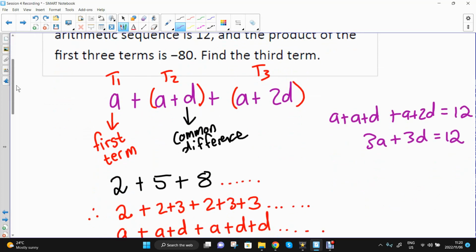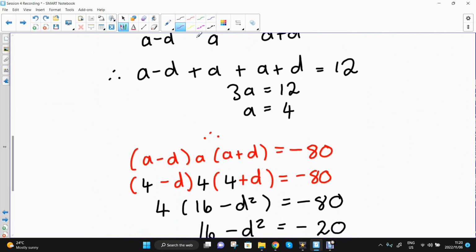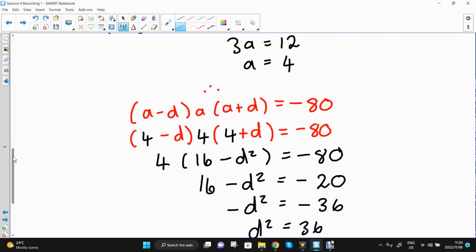Okay, so the product of the first three terms, now I'm using the same 3 that I used earlier, and I'm going to times them all, and I then get minus 80. So if I times this out, you can see that I found 4. A is 4, and remember now, in this case, A is not your first term. A is your middle term. But because you are using the same representation of what you used earlier, A is still your middle term. So that's not a problem. So don't get confused here.